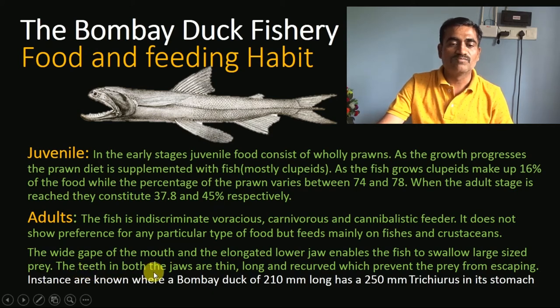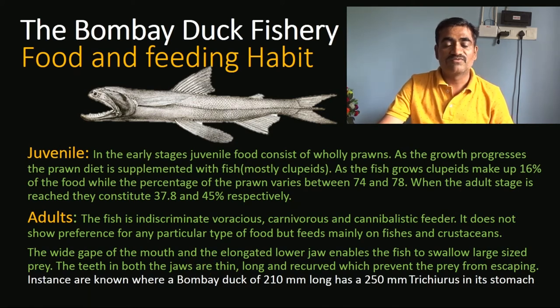The teeth of both jaws are thin, and as we already saw, they are curved teeth which prevent the prey from escaping from the mouth. These are the food and feeding habits of the fish.